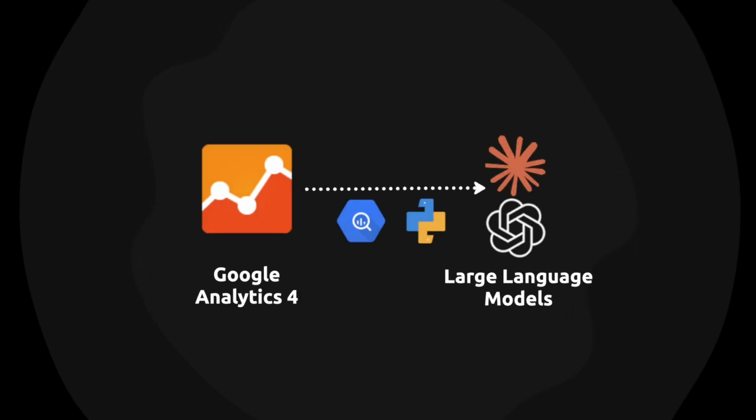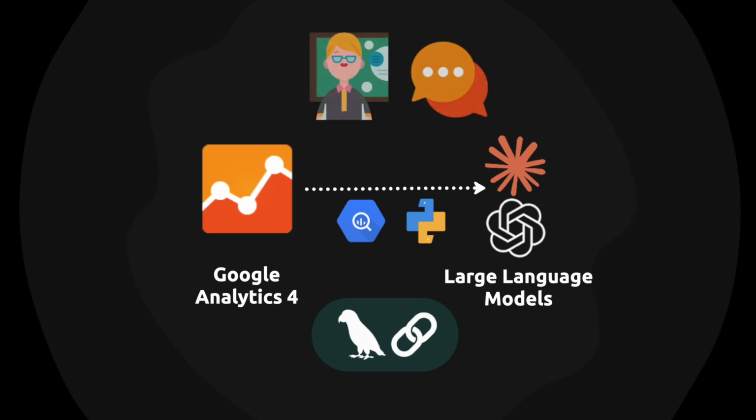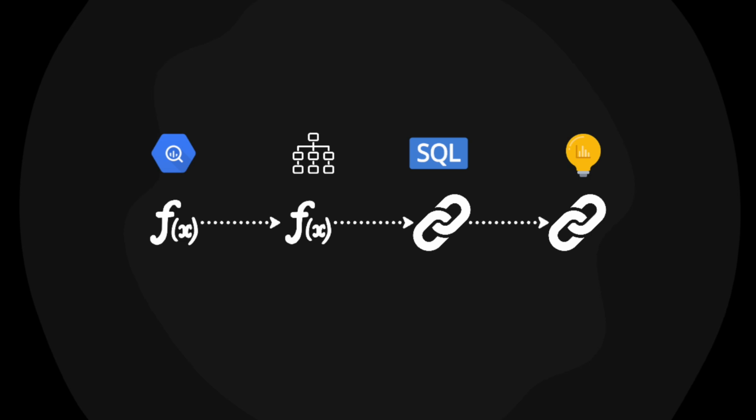In today's video, we'll be connecting LLMs to GA4 data using LangChain. This allows us to build chat interfaces to marketing data, helping marketers generate insights. I'm going to do that by assembling chains that interact with Google BigQuery.